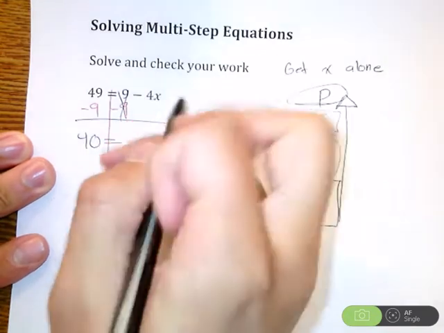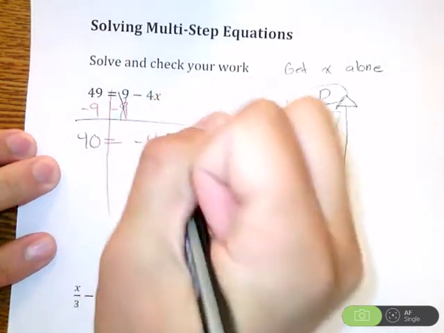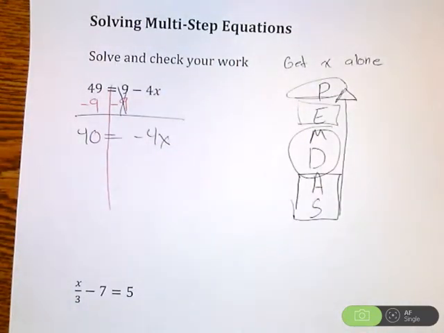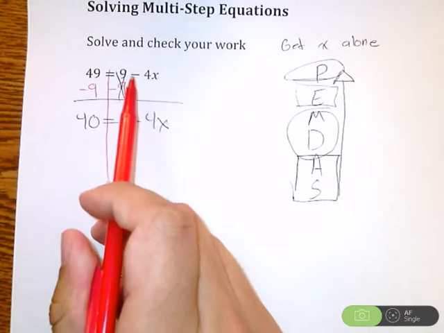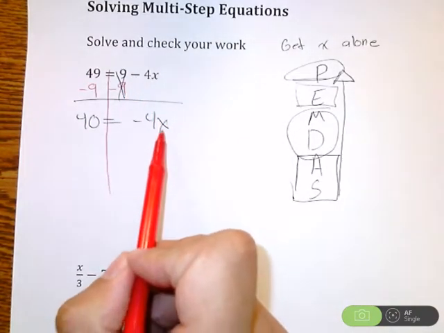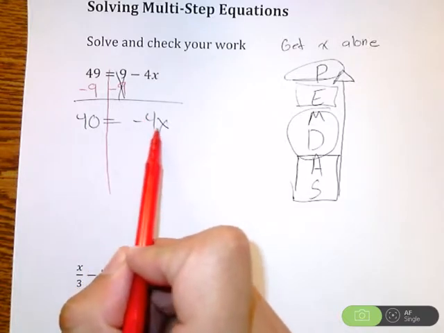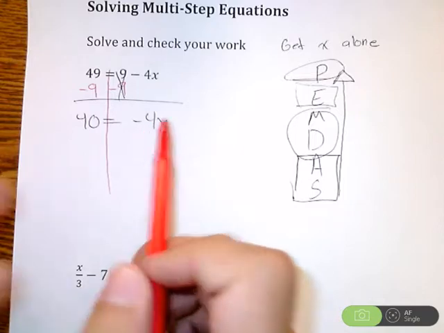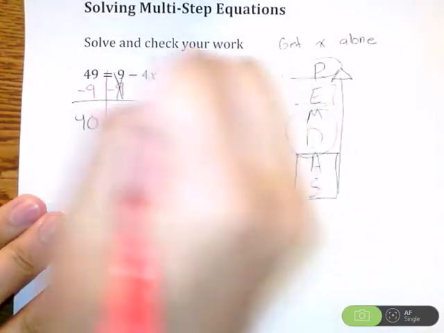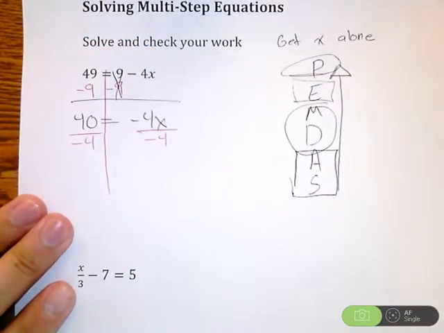And we still have this minus 4x here, so there's my minus 4x. So I've moved the 9. Now I still have to get that x alone, and we talked about the subtraction here and multiplication. Now I'm dealing with multiplication where it's negative 4 times x. So the opposite of multiplying by negative 4 is dividing by negative 4 on both sides.